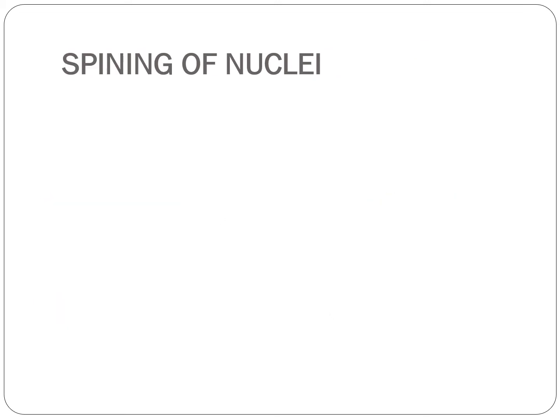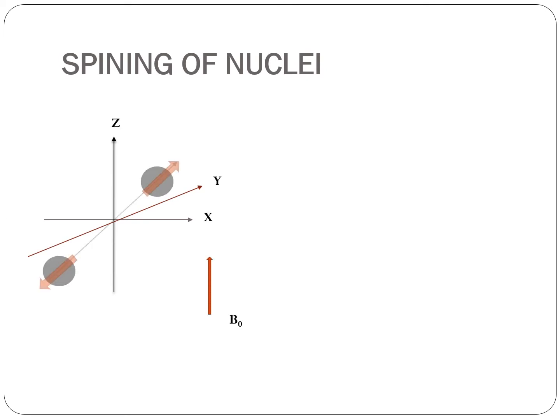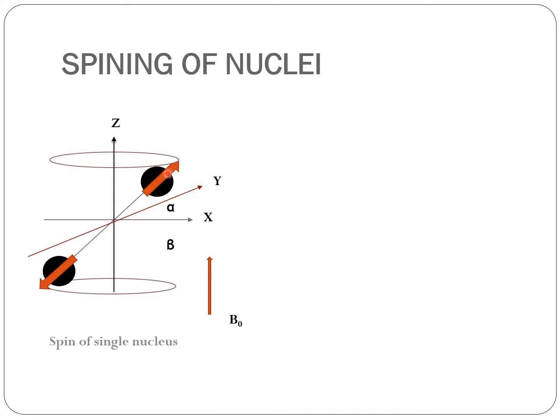Then we go to the spinning of the nuclei. I have already told you that whenever an external magnetic field is applied, the two states will form and they have a new frequency called the Larmor frequency. So this is for a single nucleus. The Larmor frequency, denoted by omega, is equal to the gyromagnetic ratio times B naught.